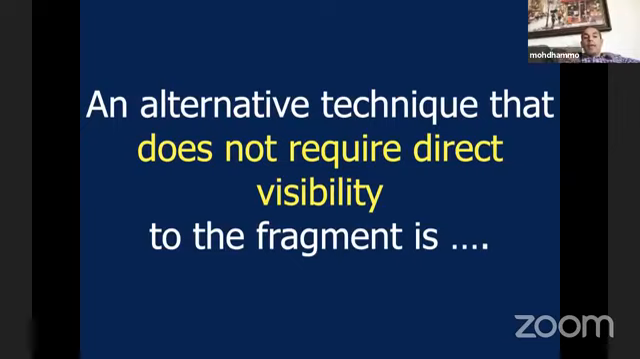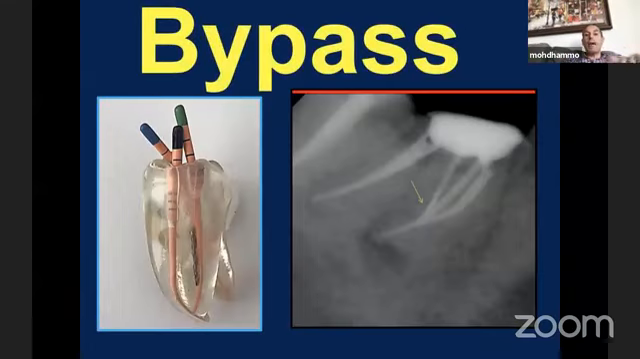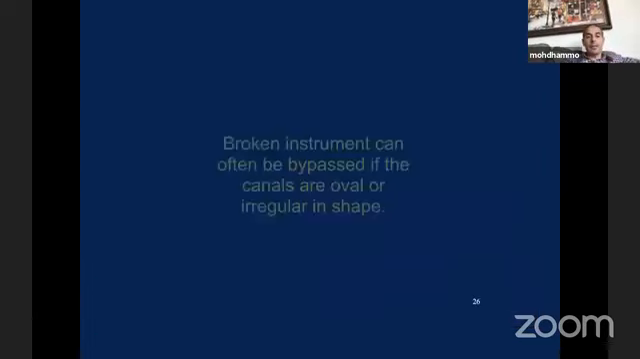So there is an alternative technique which does not require direct visibility to the fragment. If I could not have a direct visibility, I will shift to another technique which is called bypass. And by the way, bypassing is a simple, easy, more conservative technique. This technique is for general dentists, which means we do not need high magnification, we do not need microscope, we do not need special tools. So I would like to share with you how we will make this bypass and the rules of bypassing.